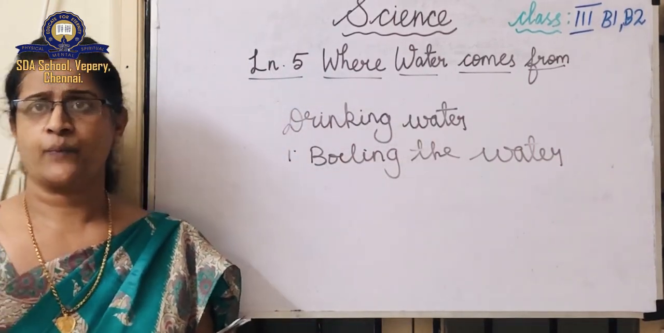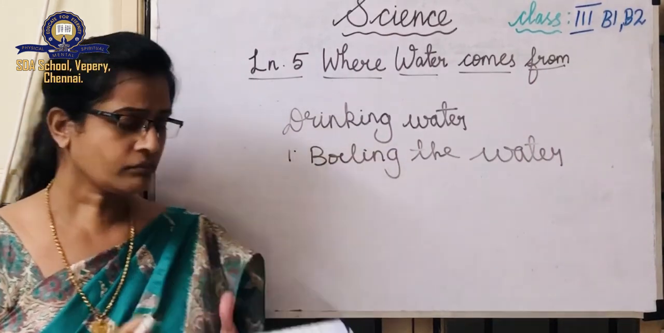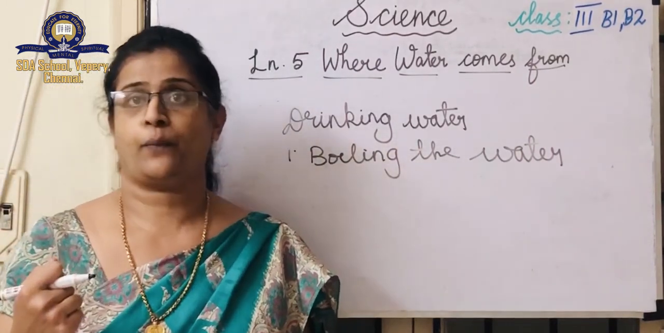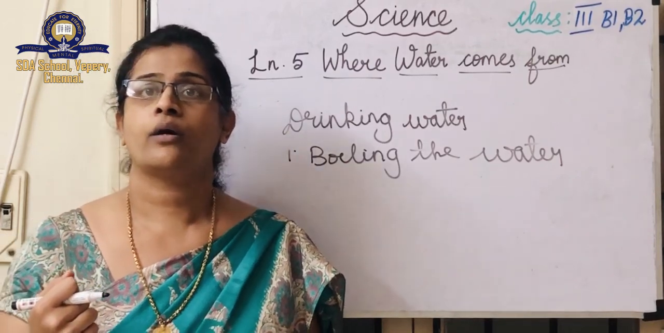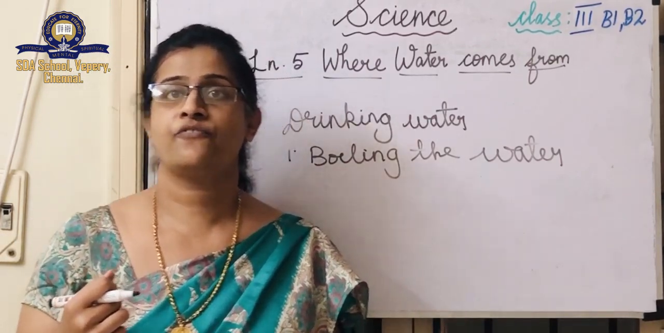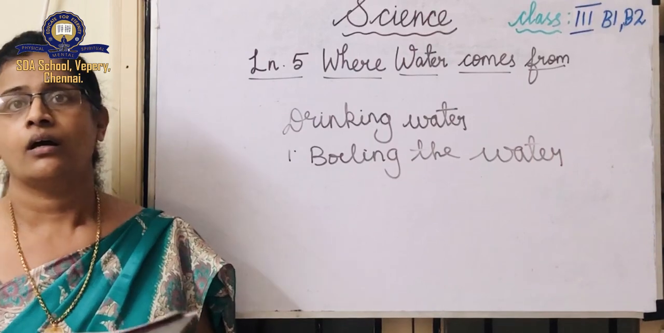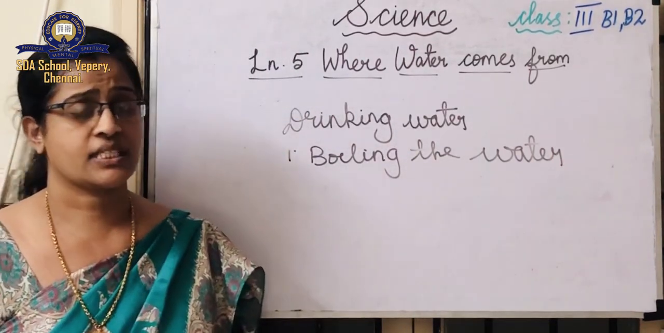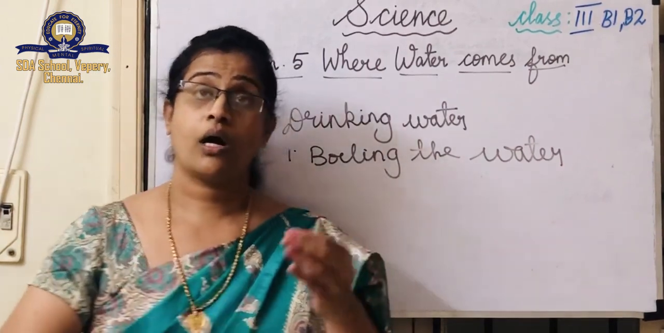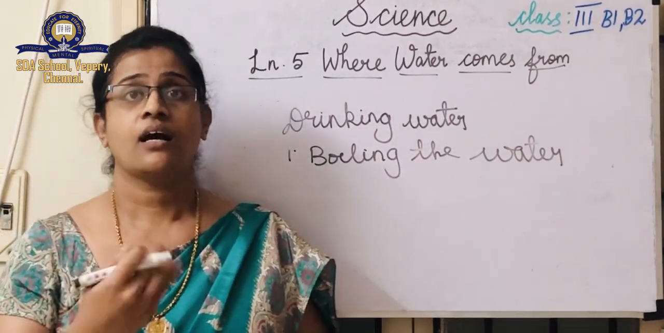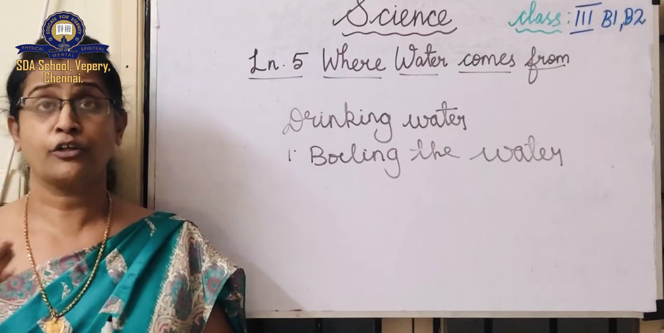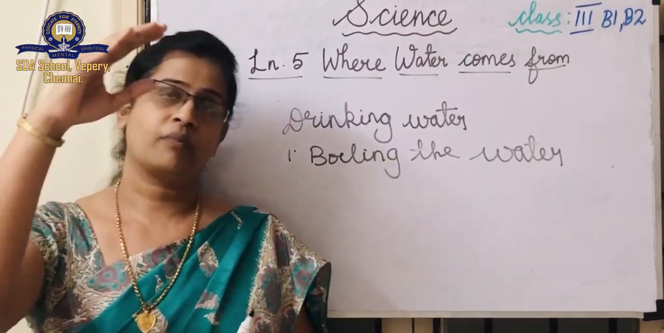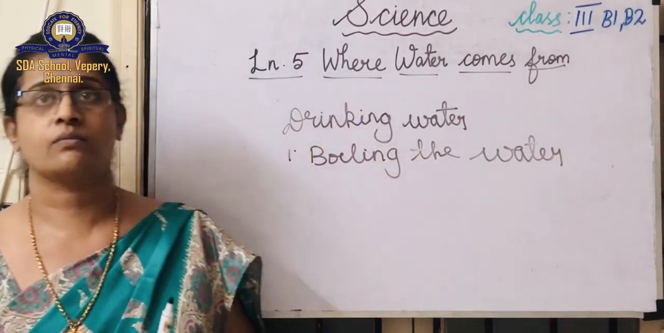By boiling or by using different kinds of filters. Okay, now we saw where the water comes from, and we have seen the groundwater, and how it comes from the rainwater to the hand pumps and tube wells.